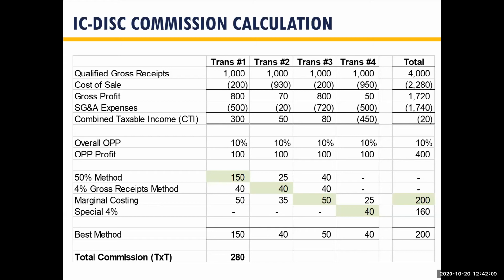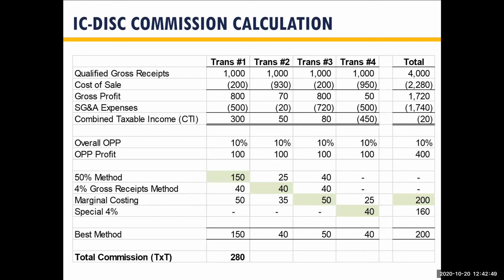Moving over to transaction 3, our CTI is $80, so that gives us a $40 commission under the 50% method. Again, our 4% method stays at $40, 4% multiplied by $1,000. And our marginal costing is $50, which is the 50% of the $100 OPP. So the marginal costing now is the higher of the methods available. So we would use the marginal costing method for transaction 3 and get a $50 commission on this transaction.